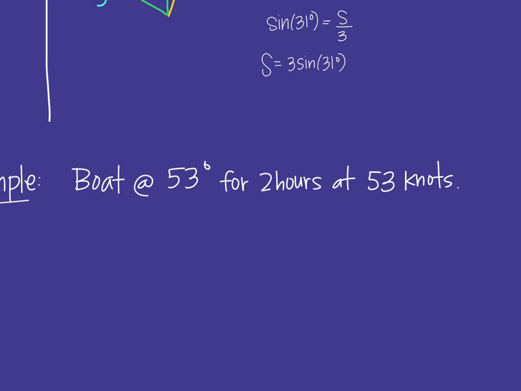Now that's because it's on the water. If it was on the land, we would say 53 miles per hour. Because it's on water, we say knots, which is the abbreviation for nautical miles per hour, and people just say knots instead of saying nautical miles per hour all the time. It's just miles per hour on the water. Okay, it's not anything fancy.